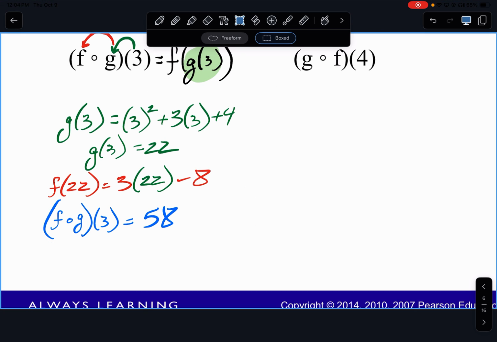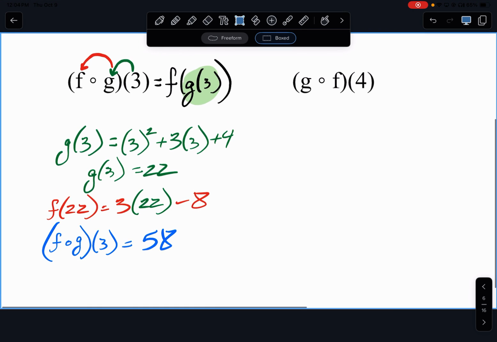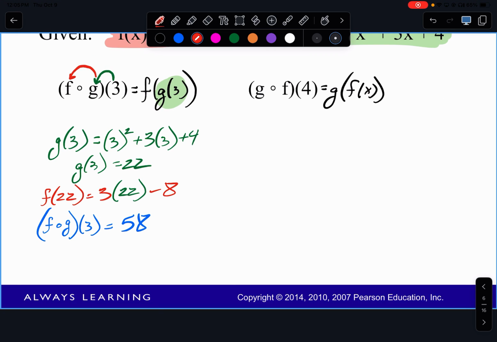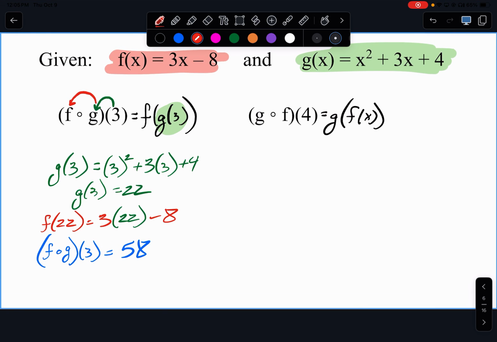Okay, the next one is a similar task, but we're going the opposite direction, right? So now it's going to be g of f of x. So now I have to use my f function first, right? So we're going to start with the red. Then what we get with the red, we're going to plug into the green. I'm going to give you 90 seconds to try that on your own. So g of f of x. You have to plug it into the f first and then the g.